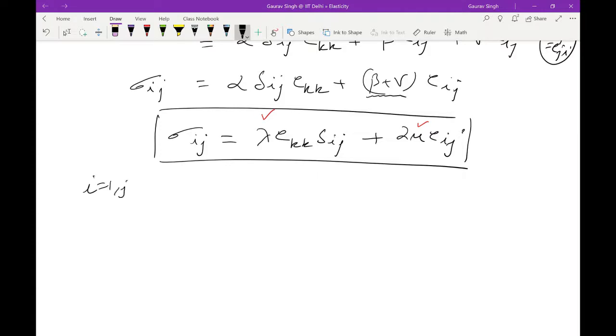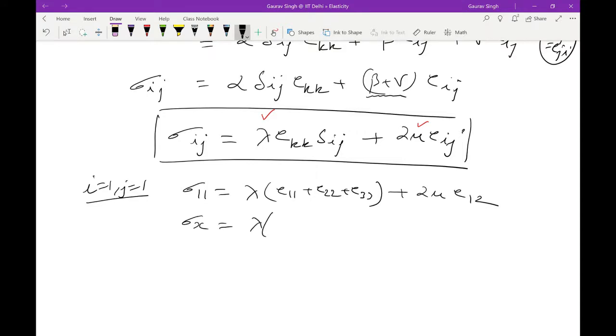i equal to 1, j equal to 1 will give me sigma 11 equal to lambda (e11 plus e22 plus e33), and delta ij will be 1, plus 2 mu e11. This can also be written in the xy system as sigma x equal to lambda (ex plus ey plus ez) plus 2 mu e, sorry, this should be e11 because i and j both were equal to 1. Okay, so this is how it can be written in the expanded form.